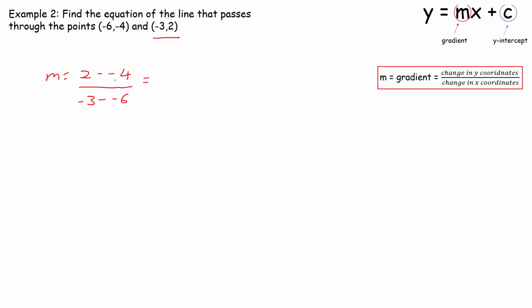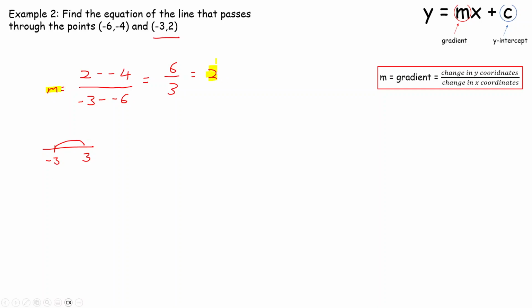Just take your time to write this bit out carefully, because it is important. So m is equal to 2 take away minus 4. I'm at 2, and if I'm taking away cold air, I'm getting warmer, so it really means 2 plus 4, which is 6. Over minus 3 take away minus 6. I'm at minus 3 on my number line, and taking away cold air, I'm getting warmer by 6, so I'm adding on 6, going up to positive 3. Minus 3 add 6 is 3. So 6 divided by 3 is equal to 2. So that is the gradient of my line.